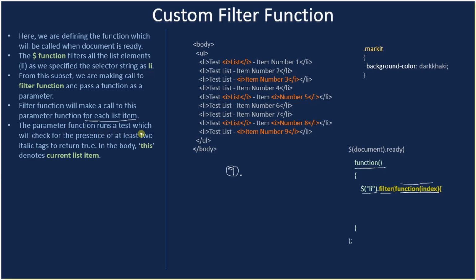The parameter function runs a test which will check for the presence of at least 2 italic tags to return true. If you look at the list, because this is what gets filtered by $('li'), to the filter function we will be passing the list elements one by one, and the test is to check whether the list item has 2 italic tags in it. So here we have only 1. This will not qualify. No italic tag at all. This will also not qualify. And if you see here, we have 2 italic items. So this will get qualified. Then this list item also will get qualified.